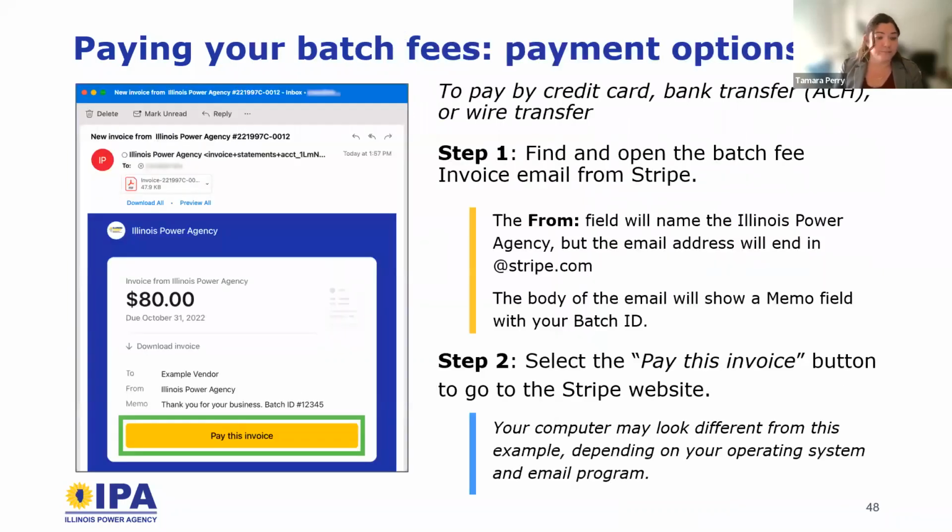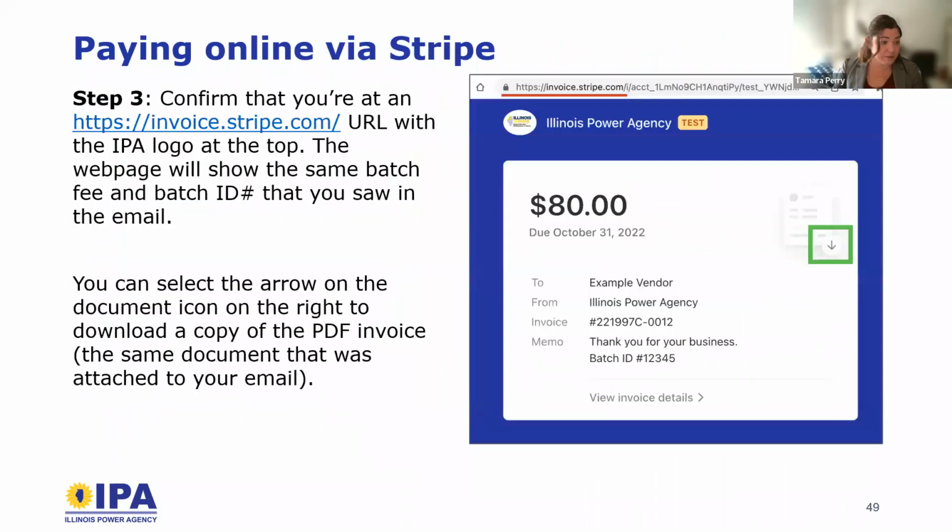Okay, next slide. In order to pay by credit card, bank transfer, or wire transfer, you will push the Pay This Invoice button on the email from Stripe, and that will connect you directly to the Stripe website. Next slide. Okay, so paying online, first confirm that you are at this URL location. The web page will also show the same batch fee and batch ID number that was included in the email and the invoice. And then for credit card, you can enter your information and select payment to authorize.